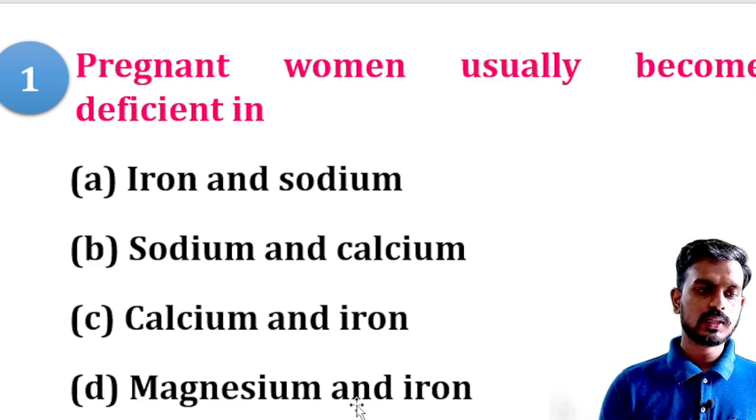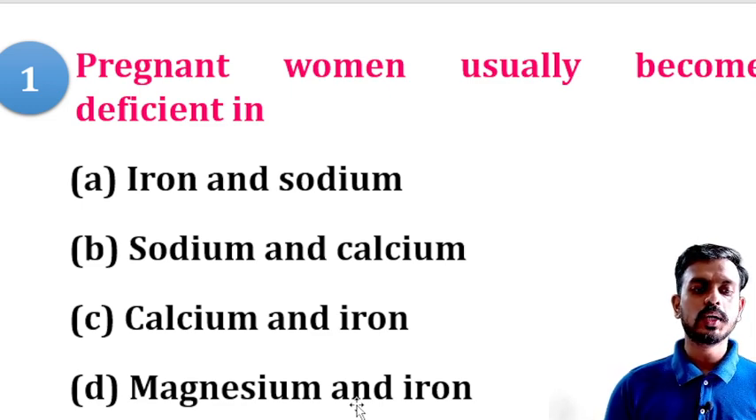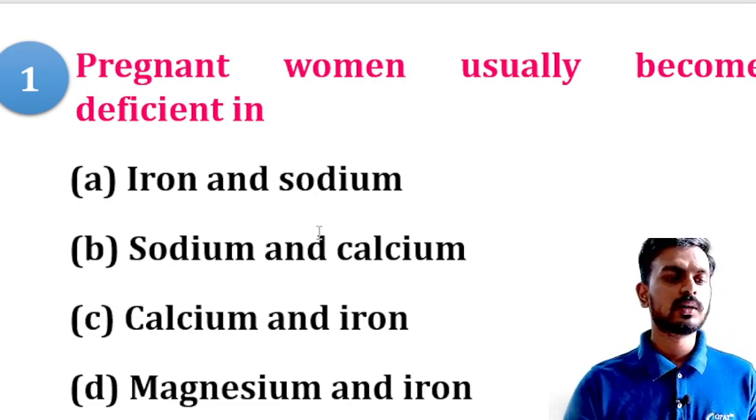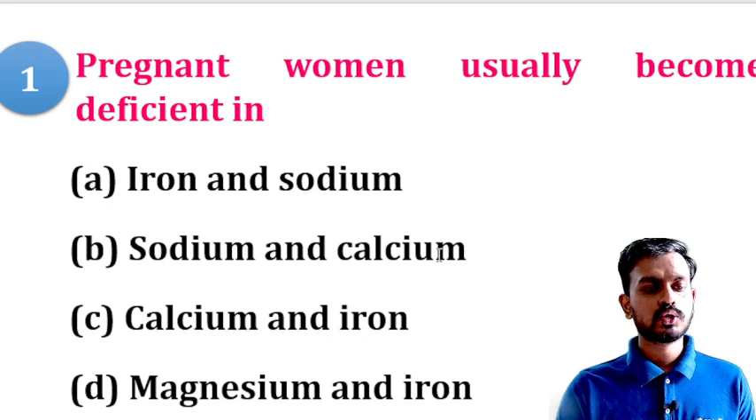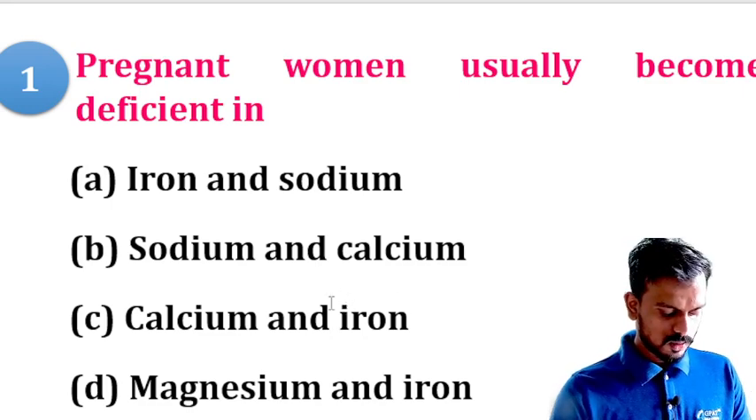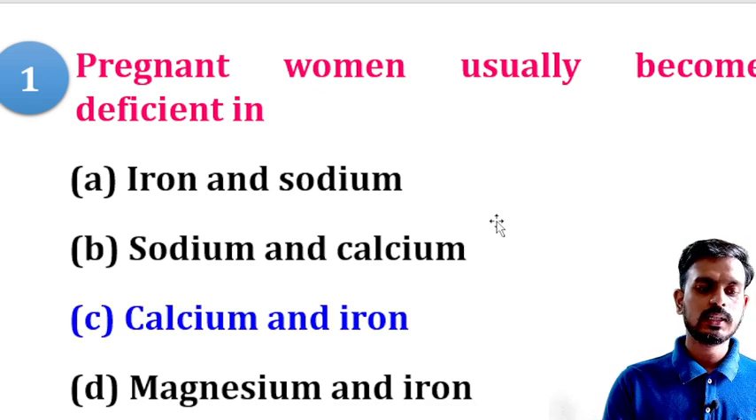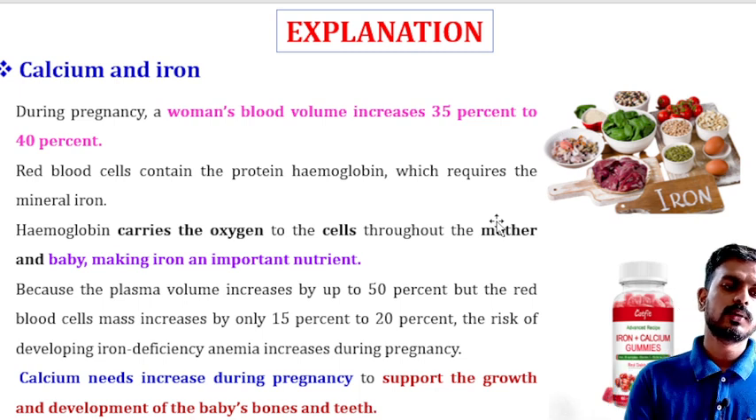The first question is about pregnant women usually becoming deficient in. Pregnant women are deficient in which of the following components? Iron or sodium, sodium or calcium, calcium or iron, or magnesium or iron. The correct answer is option C, calcium and iron. Why? Let's see.